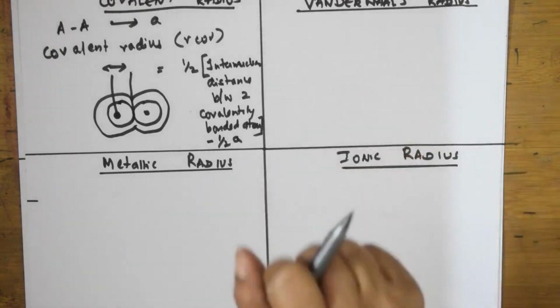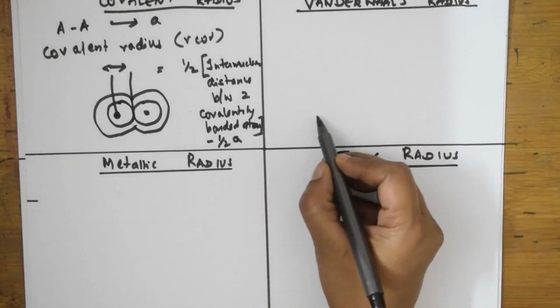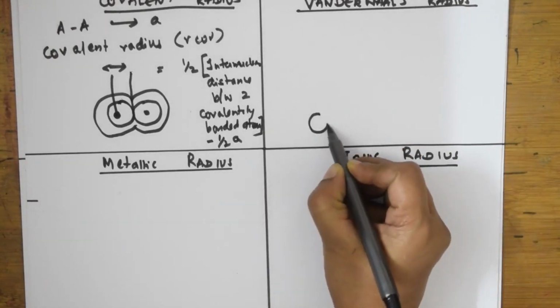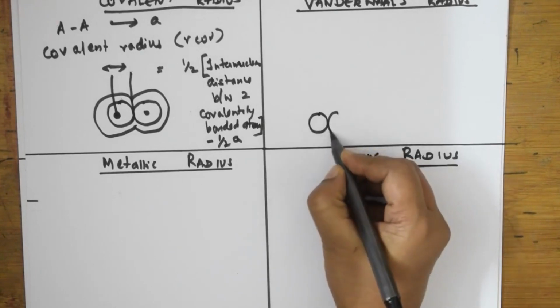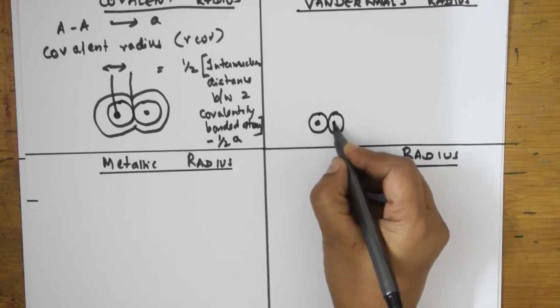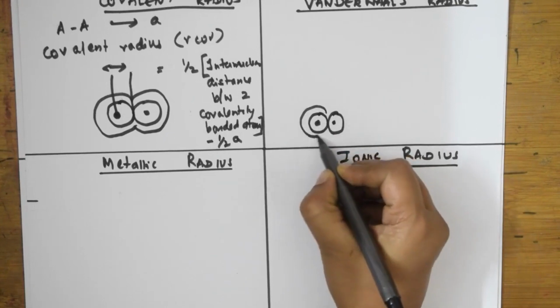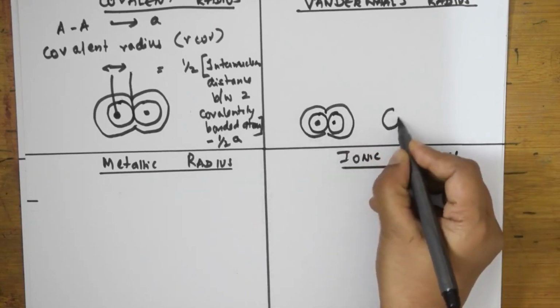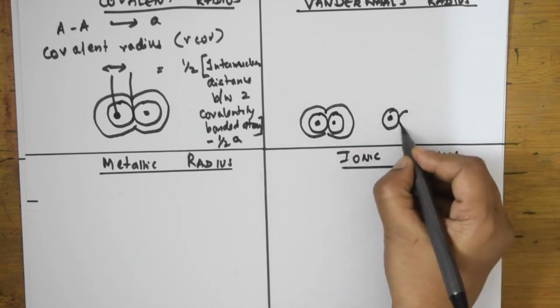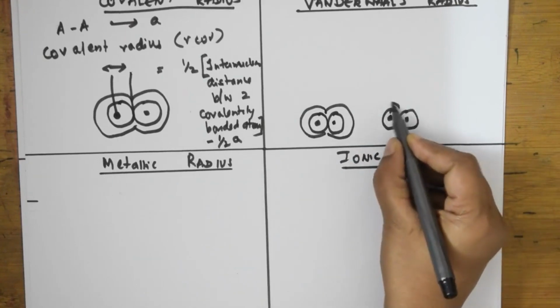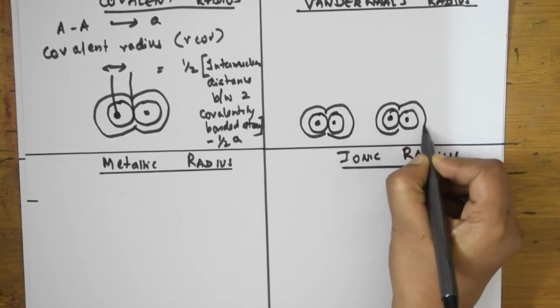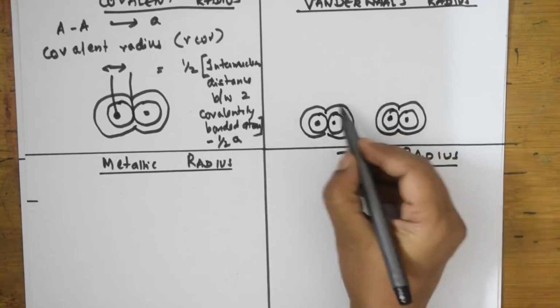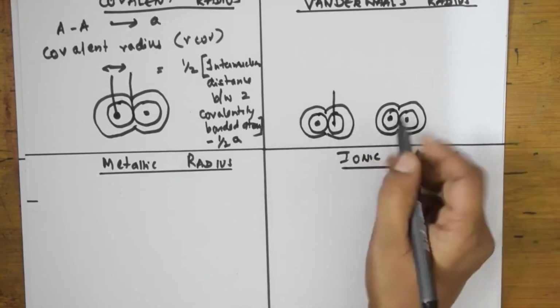Now I have to learn about van der Waals radius. Let us draw the diagram and understand. Now I am drawing one bond. Now again I am drawing one more atom. Both are bonded, right? Now let us draw the bond here in this way, and one more atom. This is also bonded, this is also bonded. So this is one and this is one. Now let us make one line here.